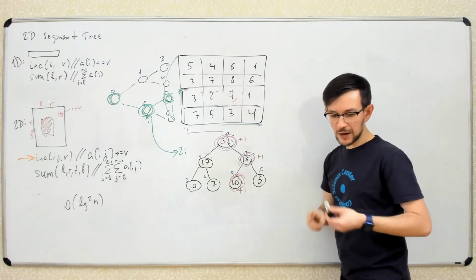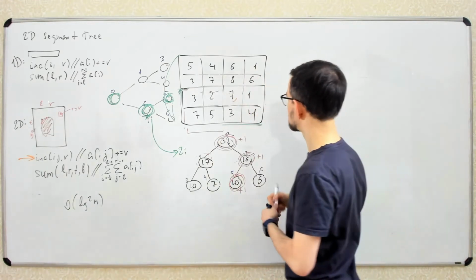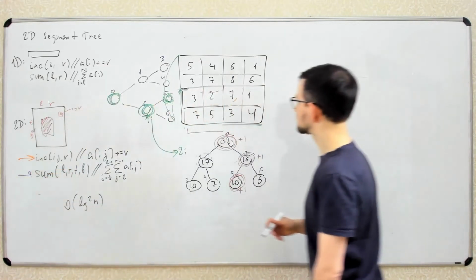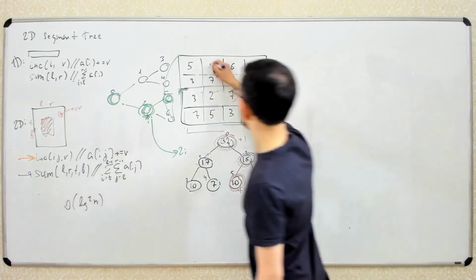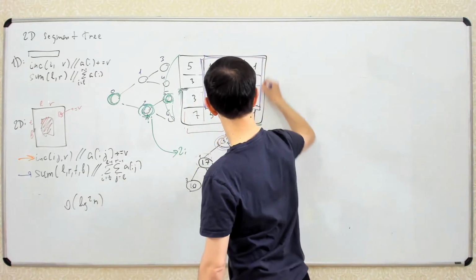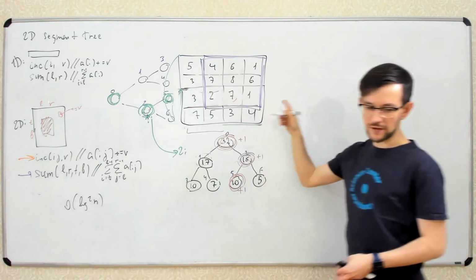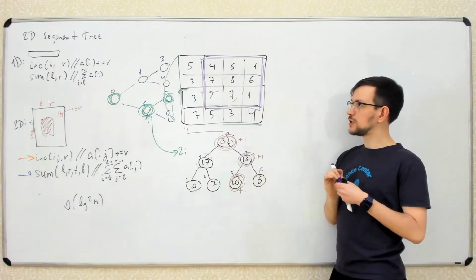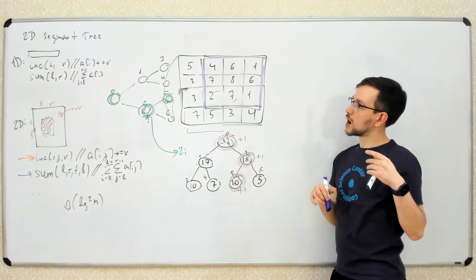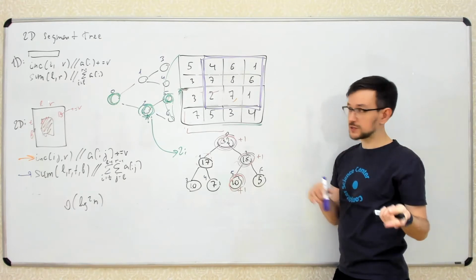Now, what happens when we need to calculate the sum on some rectangle? In this second operation, you are given some rectangle. Let's say something like this rectangle. So you have this rectangle, and you need to find the sum of all elements inside this rectangle. So how to do this using this structure?